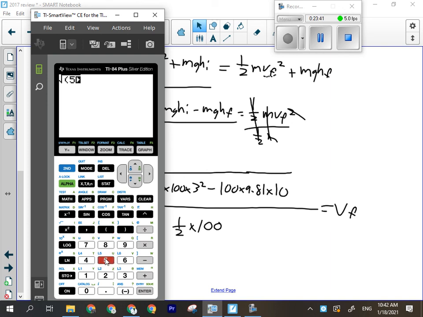So we got 500 times 20 plus 0.5 times 100 times 3 squared, sorry, minus 100 times 9.81 times 10, and I don't think I put enough brackets in here. Okay, 1,000 by 10,000.